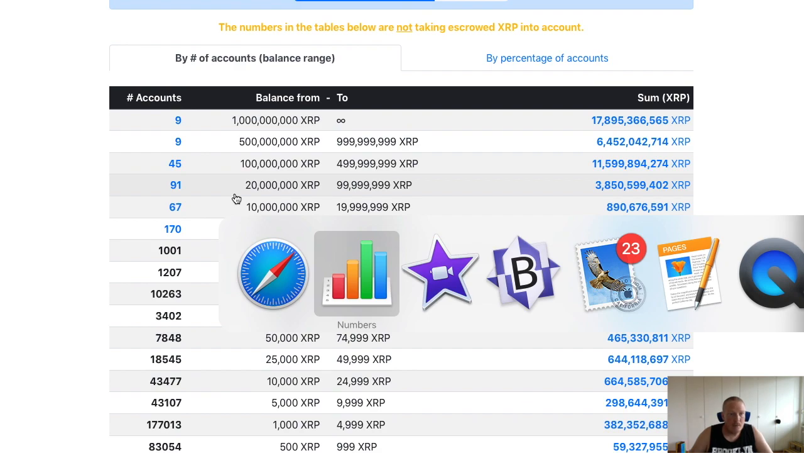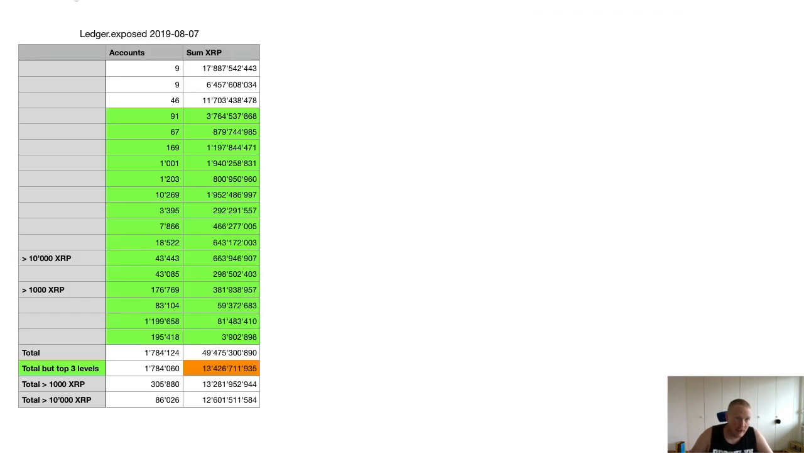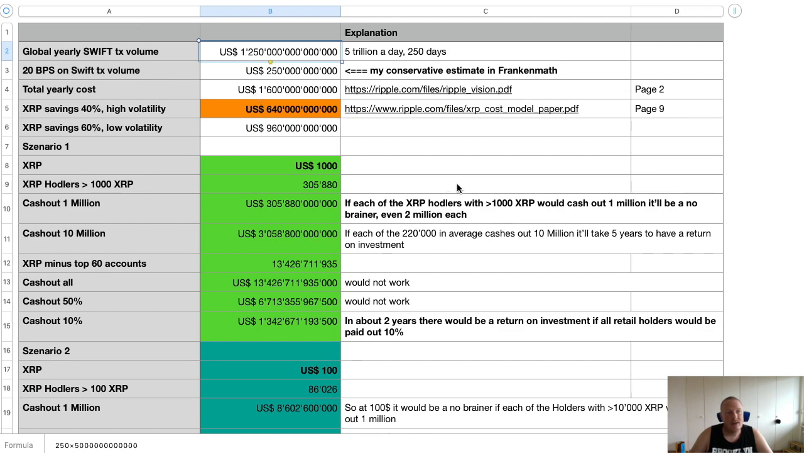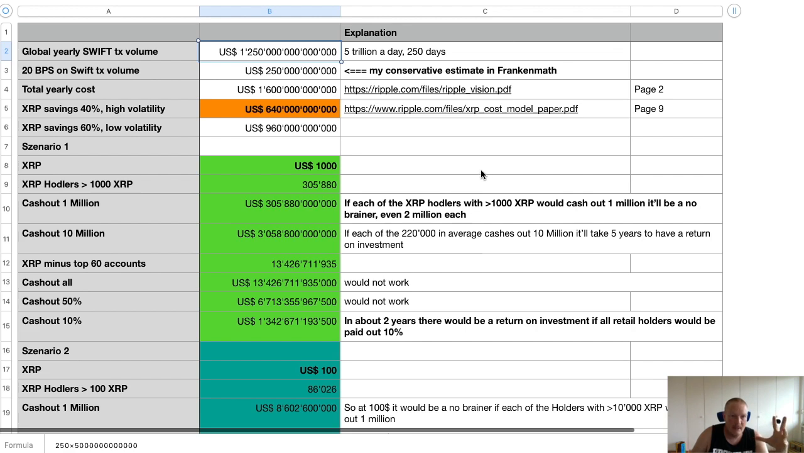Okay, now I've explained Ledger.exposed. Now let's look a little bit at the cost calculation I have done, and I really want you to check those figures. I will put an Excel file in the description of this video, so you can check the figures and play around with them yourself, just to get a feeling of the immense numbers we're dealing with. I will go quickly through the top rows and explain.